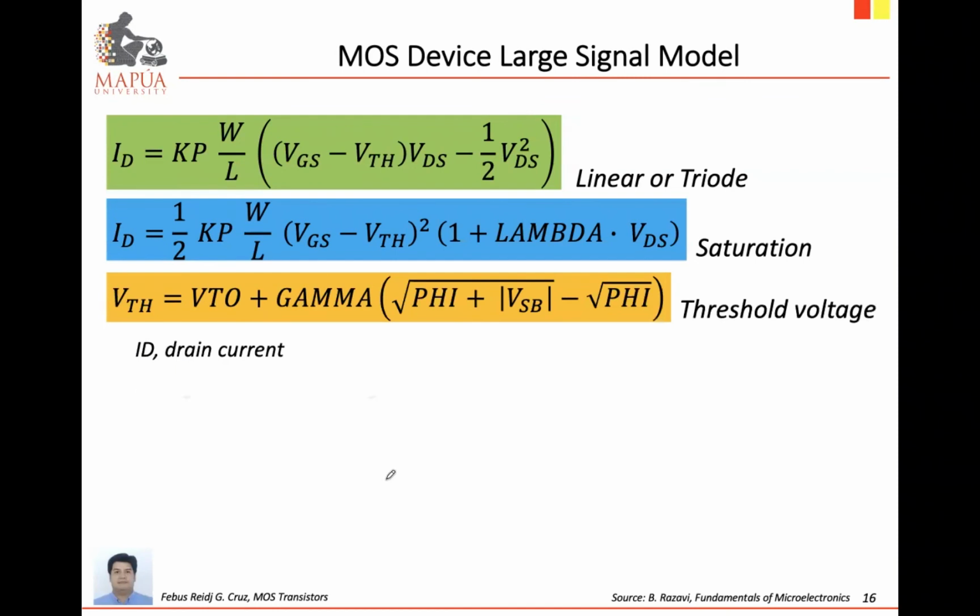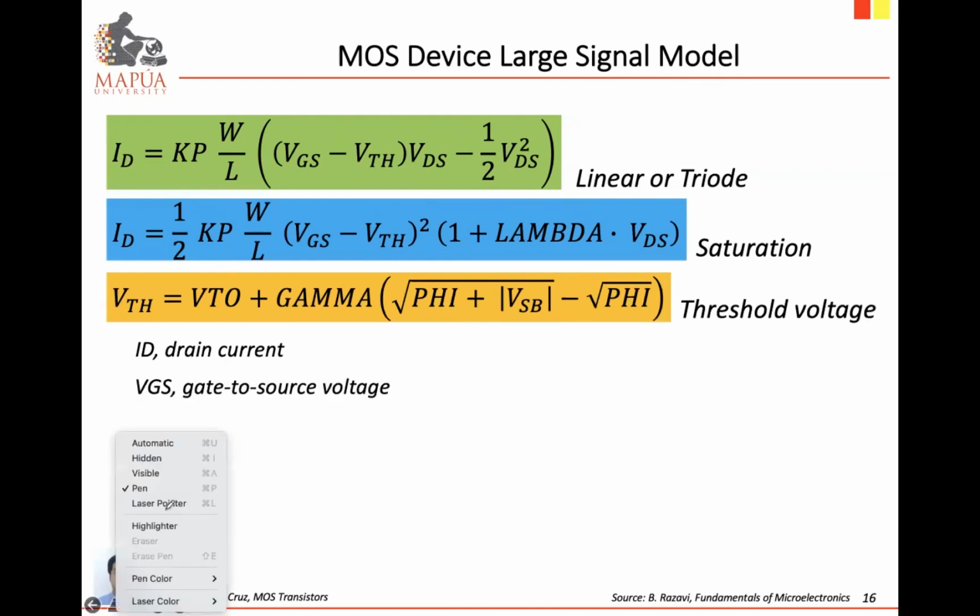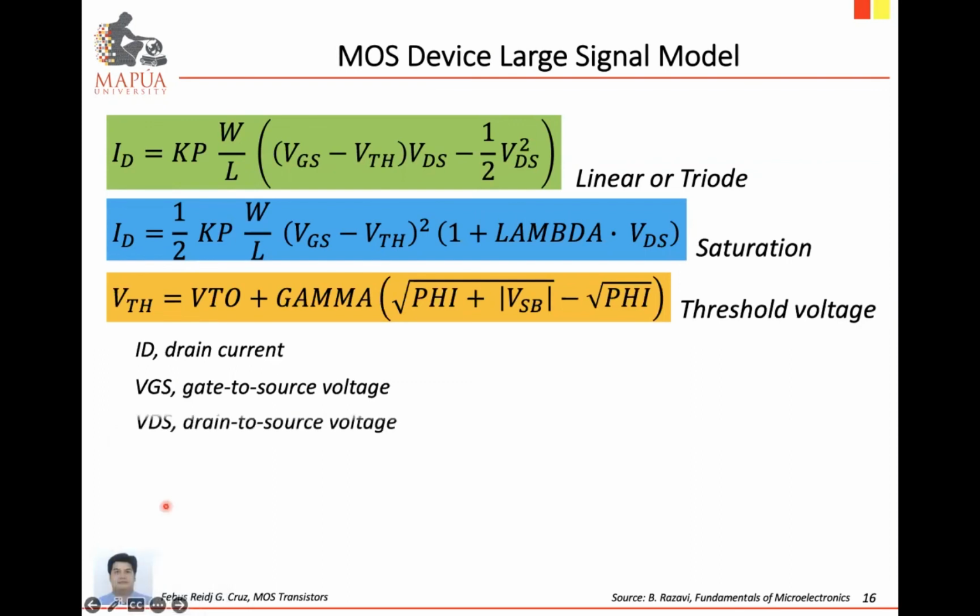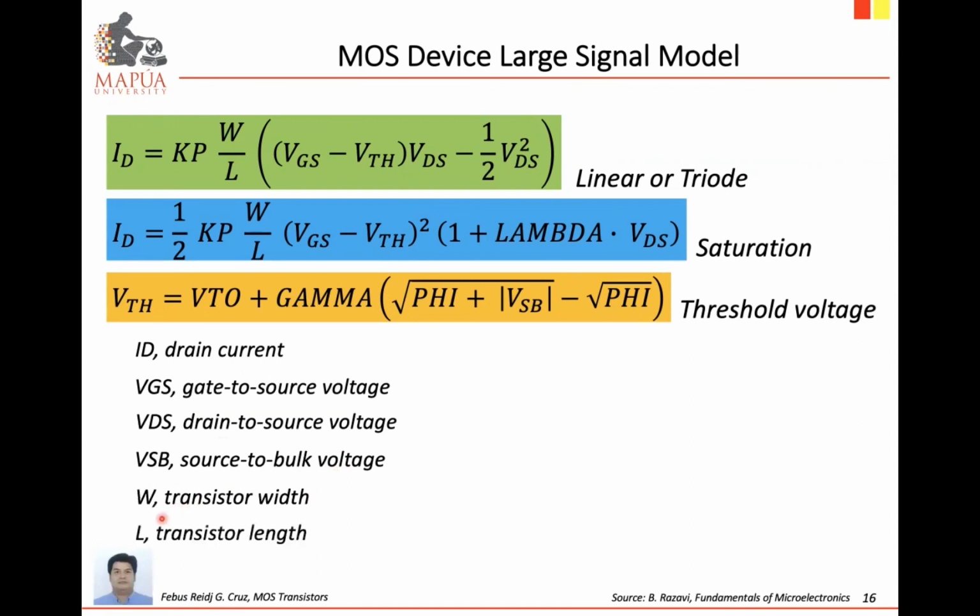Where ID is the drain current, VGS is the gate-source voltage. Another circuit parameter, you have VDS, that is the drain-source voltage. You have VSB, that is the source-to-bulk voltage. Then W is the transistor width, and L is the transistor length.